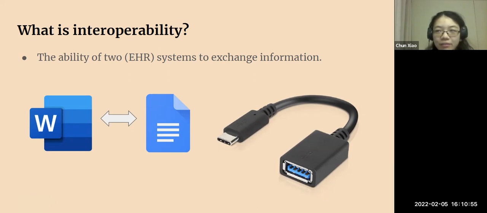Just imagine how difficult it would be if you had a Word document and you wanted to access it on Google Documents, you had to type it up again word for word. That would be really inconvenient, and that's why interoperability is important.